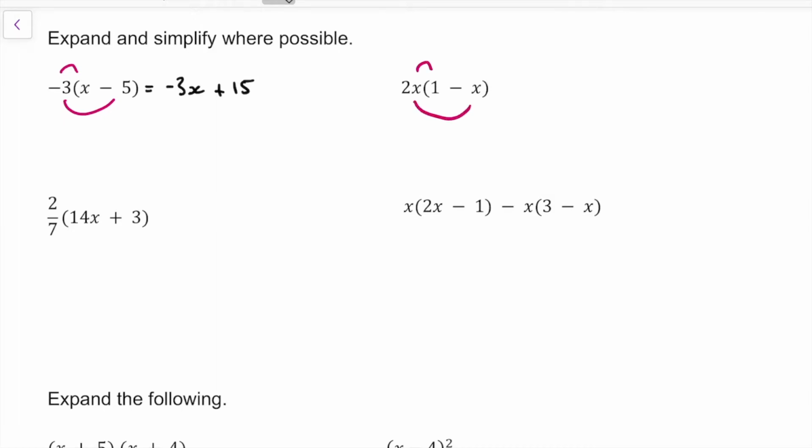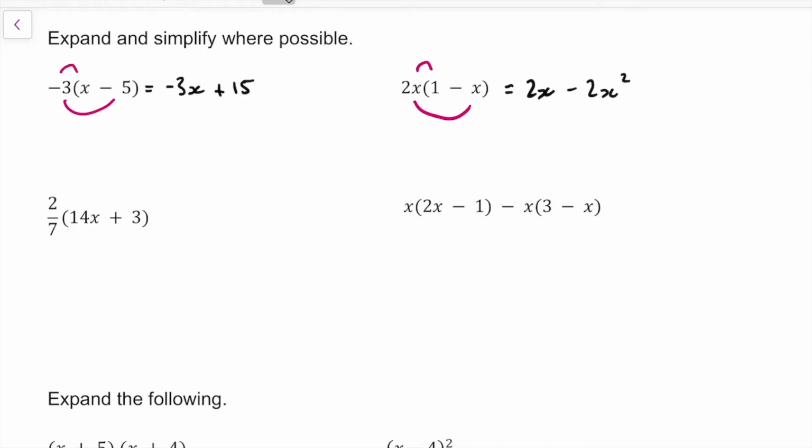Same with this one. Multiply the 2x by 1. So we just get 2x. Multiply that 2x by minus x. And now we've got minus 2x squared. Because those x's multiplied together will become x squared.